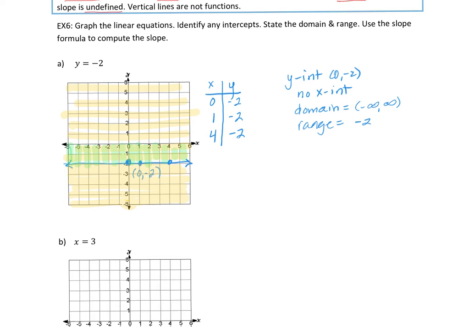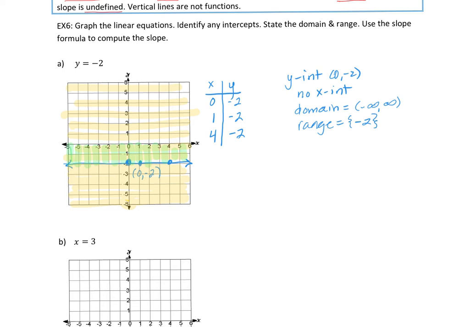So when you only have one value, we don't use interval notation because we're not looking at an interval, we're just looking at a single point. We would use our set braces around the -2.